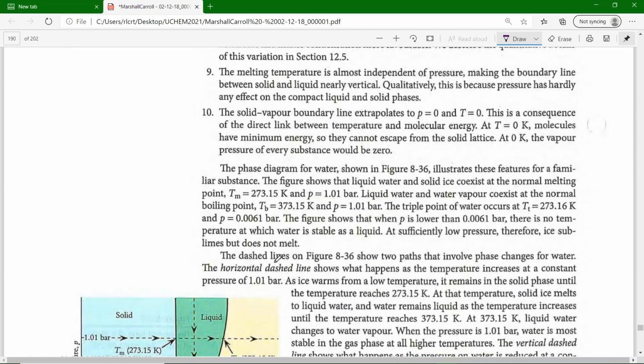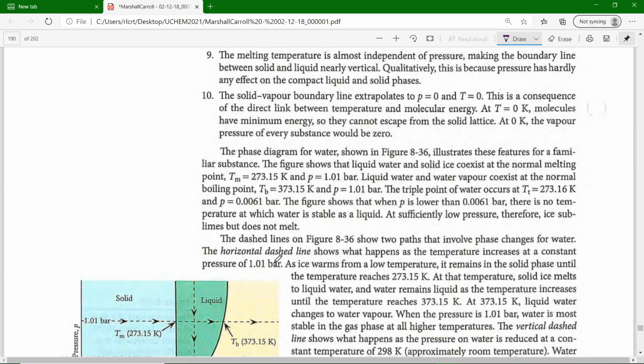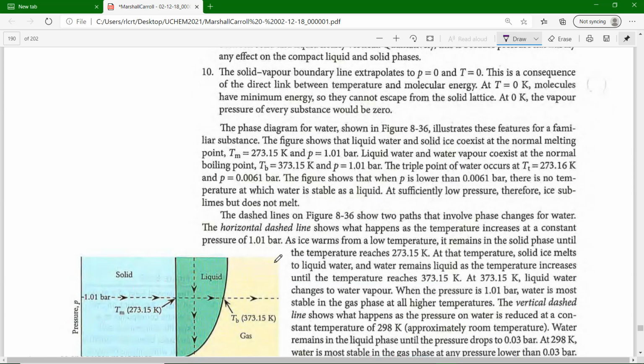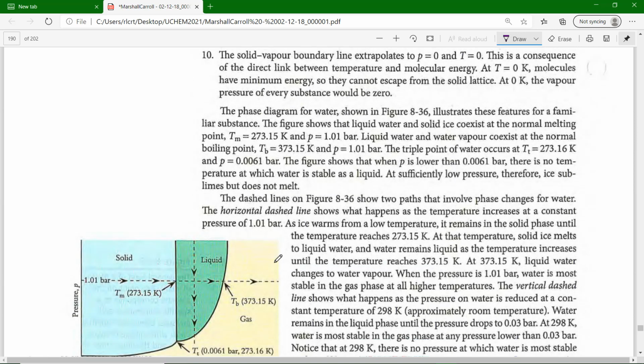Pressure has hardly any effect on liquids and solids. The solid-vapor boundary line extrapolates to zero pressure and zero temperature. At 0 Kelvin, the molecules have minimum energy, so they can't escape from the solid. At 0 Kelvin, the vapor pressure of every substance would actually be zero.